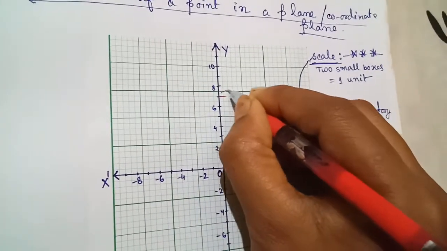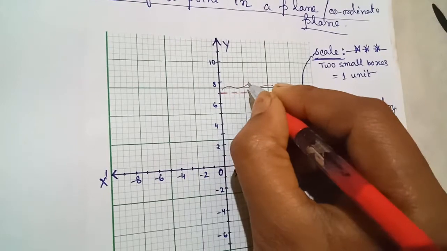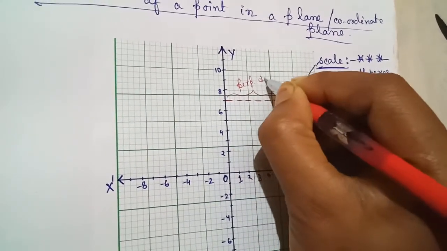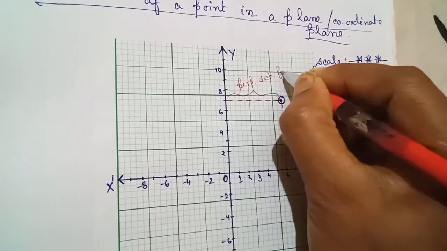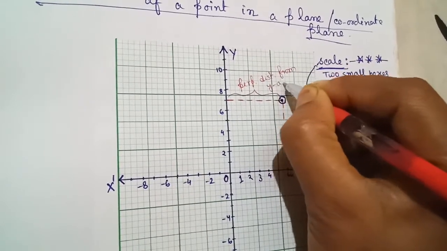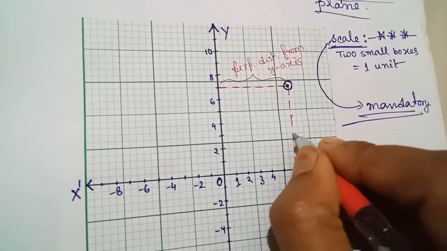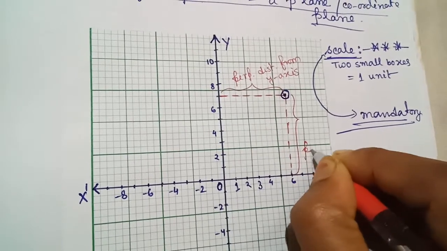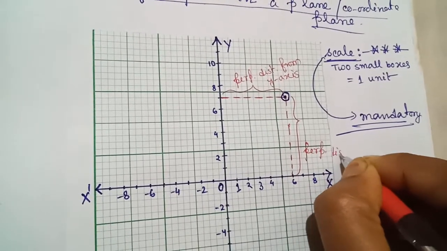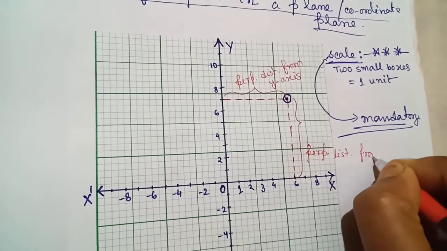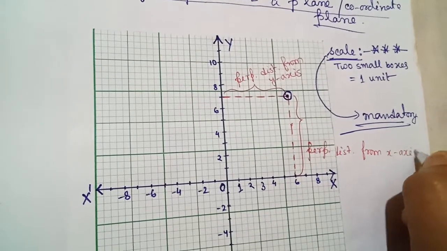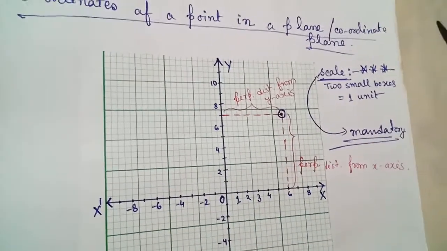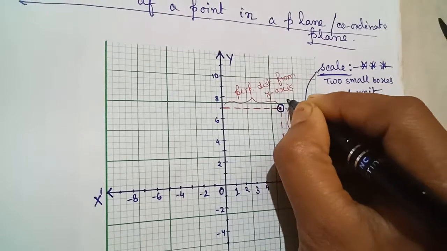That means this one is perpendicular distance from, I'm writing in small, perpendicular distance from y-axis, and this one means from this to this, it's perpendicular distance from x-axis, right? Now suppose this point's name is P.